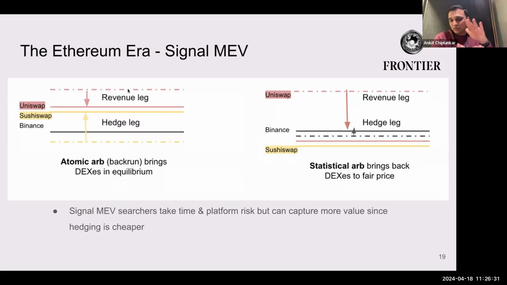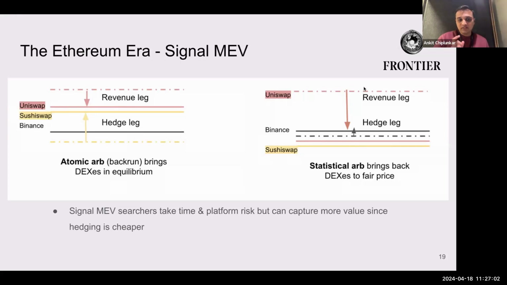Each arbitrage has two legs. One is the revenue leg where you make money, and the second is the hedge leg. Because liquidity is low on decentralized exchanges, you need to spend a lot more money on the hedge side, and you cannot make a lot of money on the revenue. Whereas on centralized exchanges, because you also have more sophisticated products like futures or options and a lot of other stuff, the price of hedging is much lower, and so you can make much more money on the revenue side.